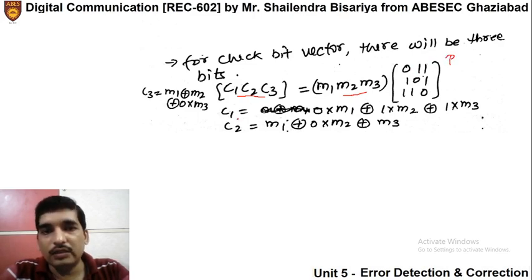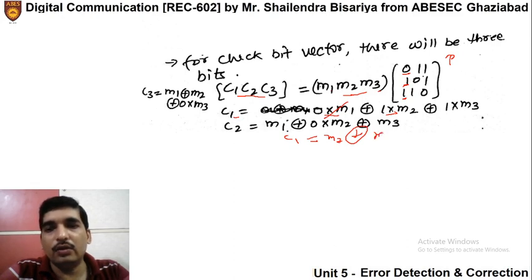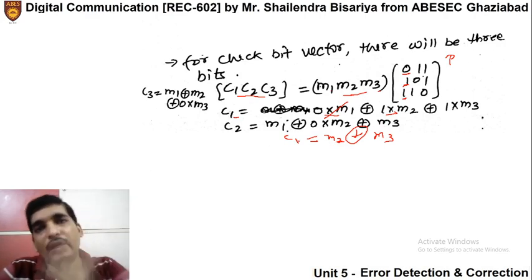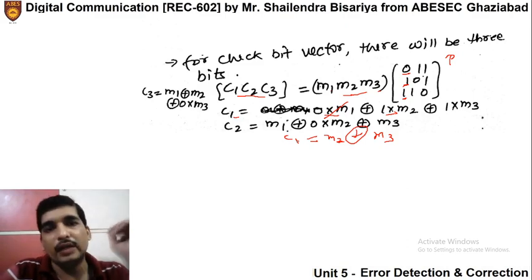So let us do this. C1 is equal to M1 into the first term 0, then M2 into 1, and then M3 into the third term 1. So C1 is equal to, this term is 0, so C1 is equal to M2 XOR M3 only. Taking the values of M2 and M3, I can quickly write, by XORing them, the value of C1 for all the code vectors simultaneously.